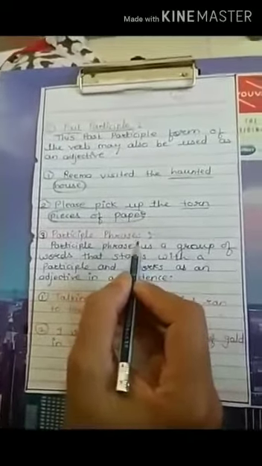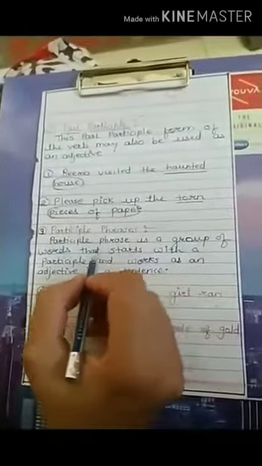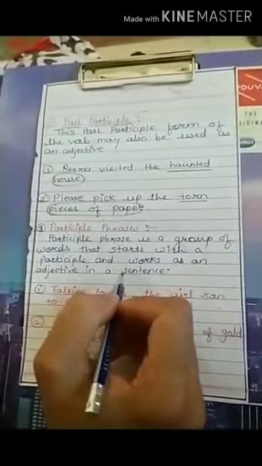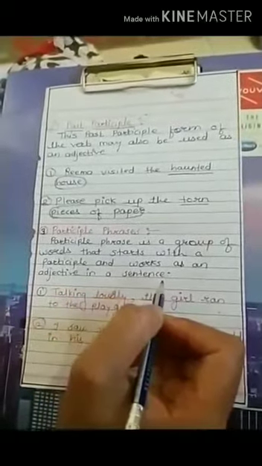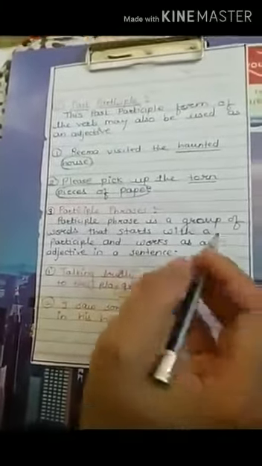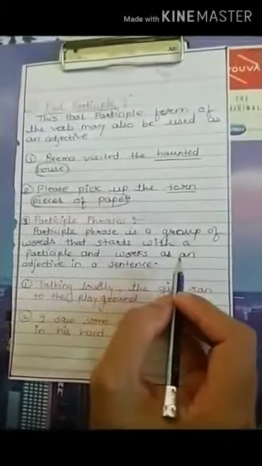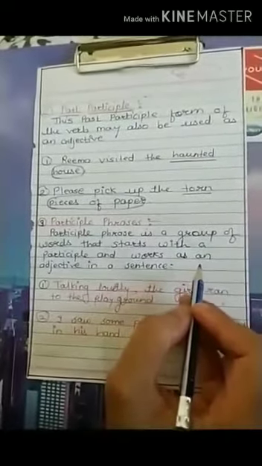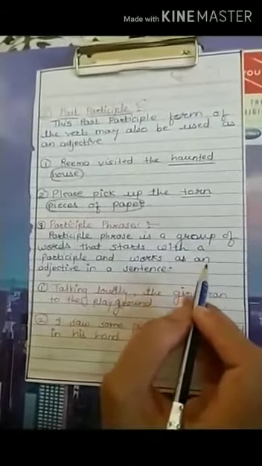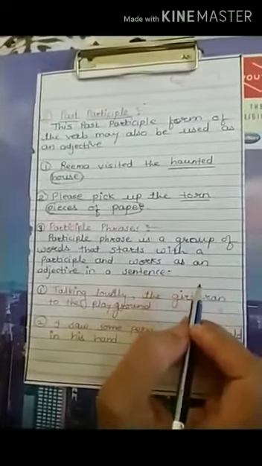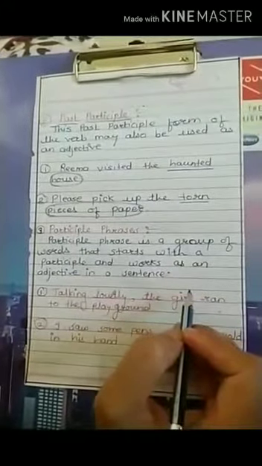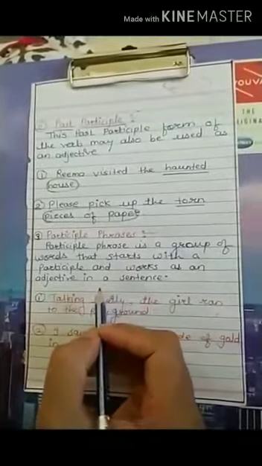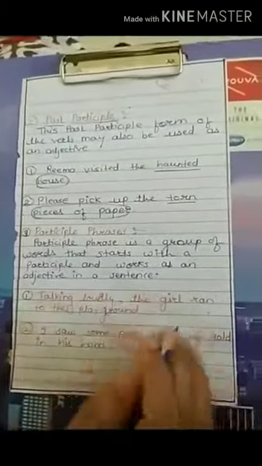The third type is participle phrases. Participle phrase is a group of words that starts with a participle and works as an adjective in a sentence. We have already studied what is a phrase. A phrase is a group of words that does not have a subject and predicate and is a part of sentence. Here we have studied participle phrase begins with a participle and works as an adjective.